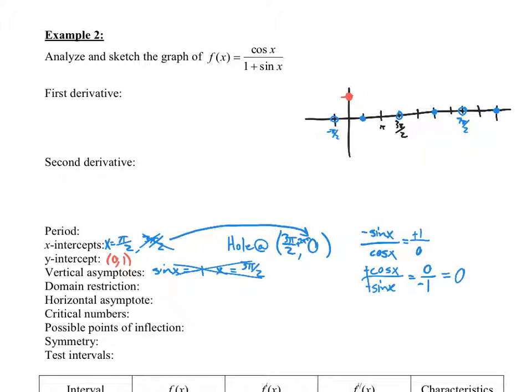We already kind of talked about the domain restriction. X cannot be 3 pi over 2 plus 2 pi n, where n is an integer.